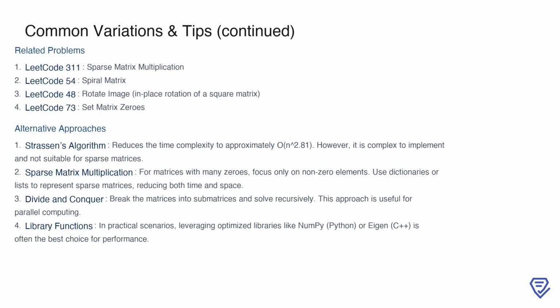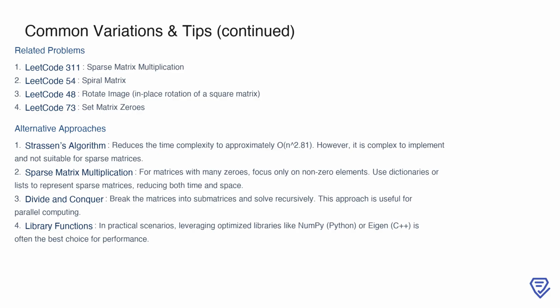When it comes to alternative approaches for matrix multiplication, one option is Strassen's algorithm, which reduces the time complexity to roughly O(n^2.81). However, it's quite complex to implement and isn't well suited for sparse matrices. For sparse matrices, focus on optimizing by working only with non-zero elements, using data structures like dictionaries or lists to store these values. This reduces both time and space complexity significantly. Divide and conquer is another strategy where you break the matrices into submatrices and solve recursively. This approach can also be useful for parallel computing.